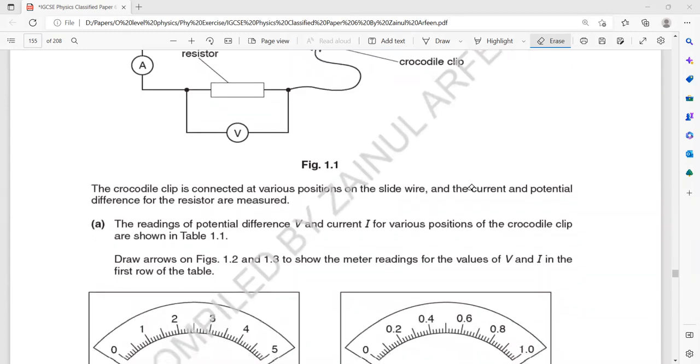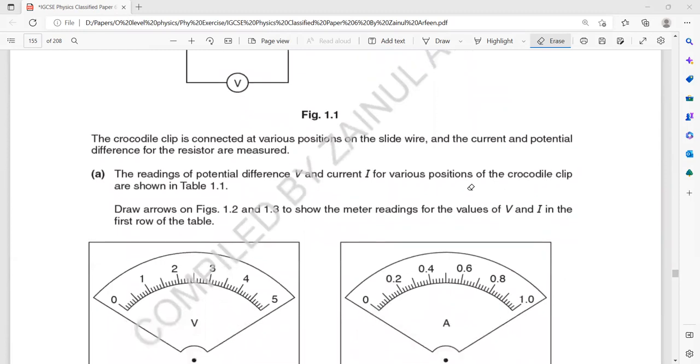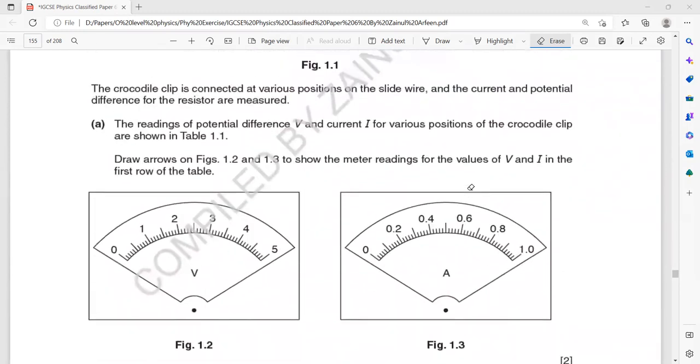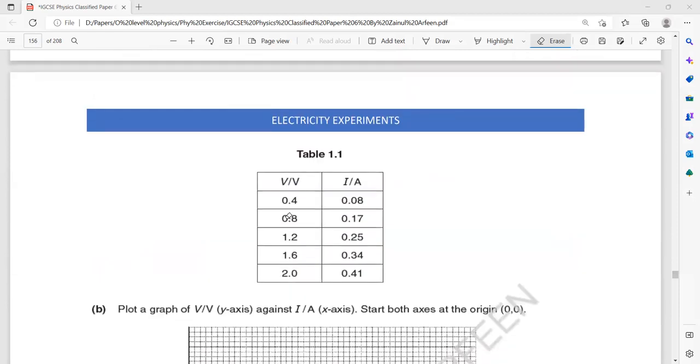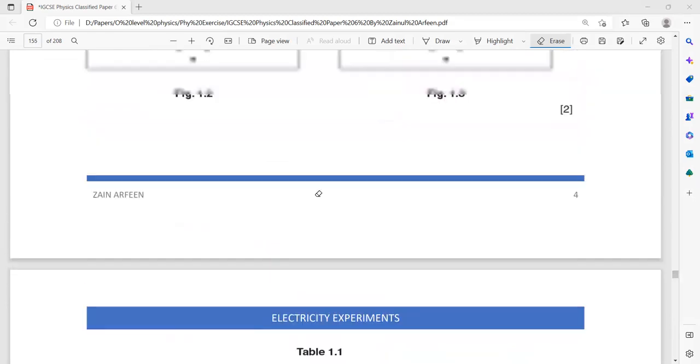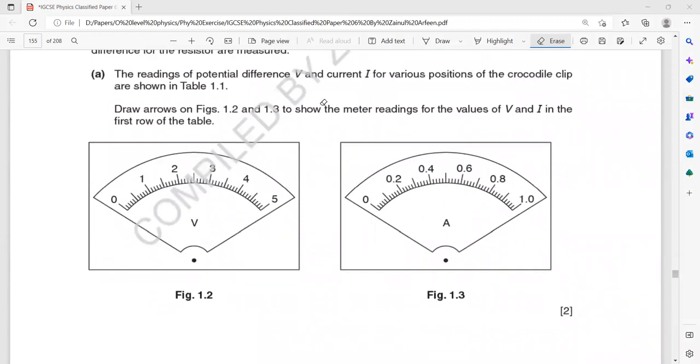The current and the potential difference across the resistor are measured. The readings of potential difference (voltage) and current for various positions of the crocodile clip are there in table 1.1. Draw arrows on figure 1.2 and 1.3 to show the meter readings for the values in the first row. In the first row, the voltage is 0.4 and the current is 0.08. You can use a screen annotation to draw a needle to show 0.4 volts on the voltmeter and 0.08 for the current.